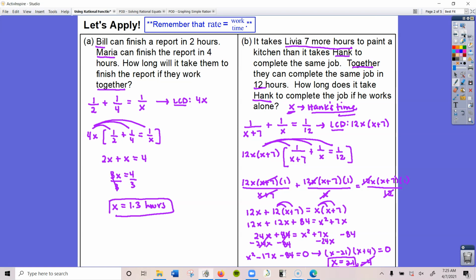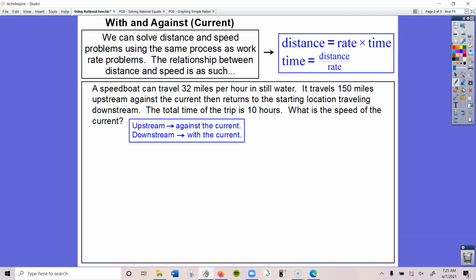Now we're going to have a look at distance and speed problems. Now you can solve a distance and speed problem using the same process as we just did with work and rate problems. The relationship between distance and speed is such that distance is equal to a rate times time. Now most of these questions involve us trying to figure out the time. So we can use this relationship to write an equation for time. If you divide the rate to both sides, you get that time is equal to distance divided by rate.